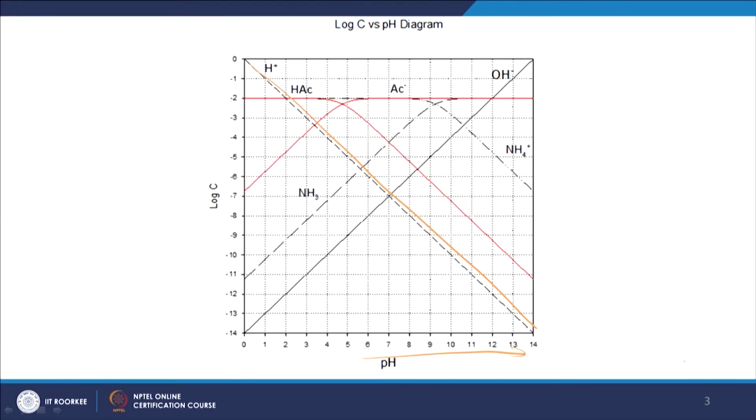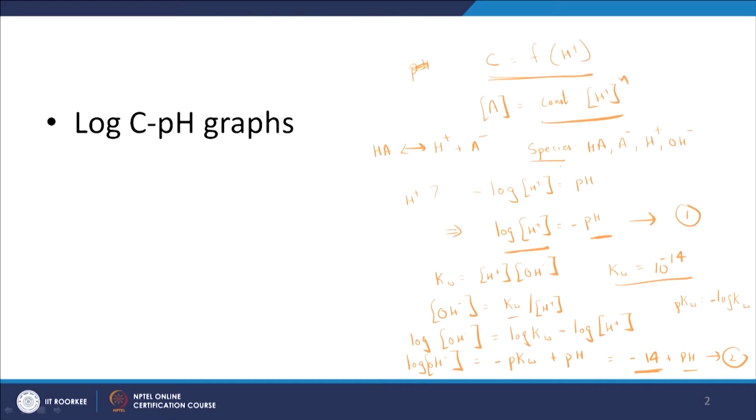Let us look at the graph now, and as you see, it starts from minus 14. Minus 14 plus pH is our log OH minus concentration, or pH minus 14. So it starts from minus 14 when pH is 0, and as you see it keeps increasing until it reaches a maximum of 0. So that is what you see from this particular graph. So let us move on.